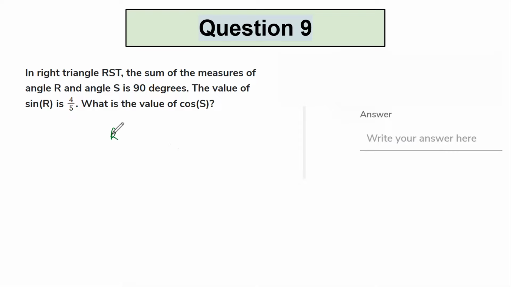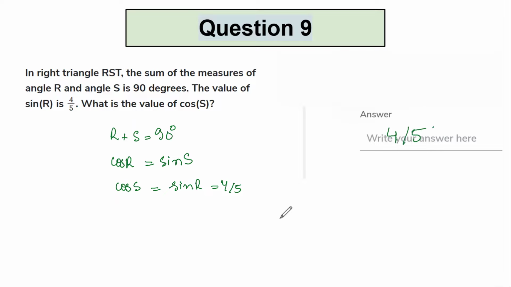Now, first of all, angle R plus angle S is equal to 90 degrees. If angle R plus angle S is 90 degrees, that means cos of R will be equal to sine of S. Okay, if two angles are complementary, their cos and sines are equal. The other thing is like this as well: cos of S is equal to sine of R. Now, sine of R is 4 over 5. That means cos of S is also 4 over 5. Your answer is 4 over 5. You write it as it is.